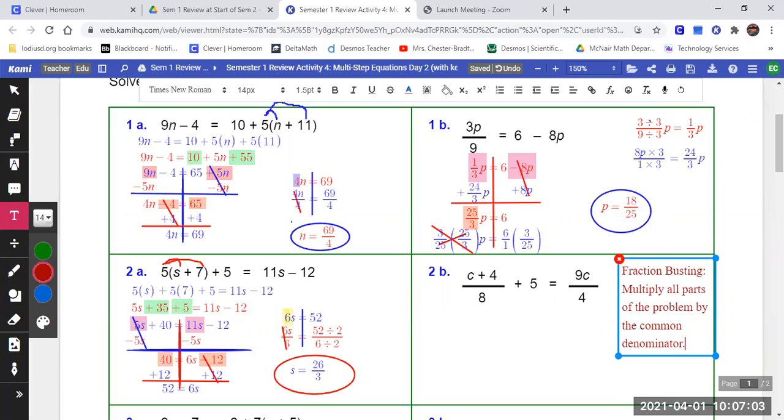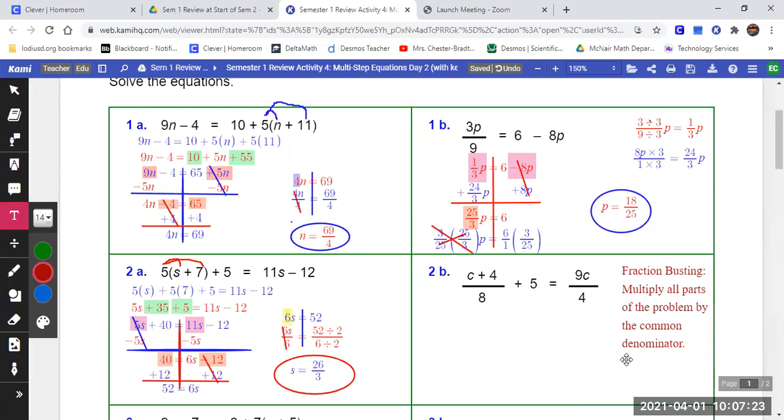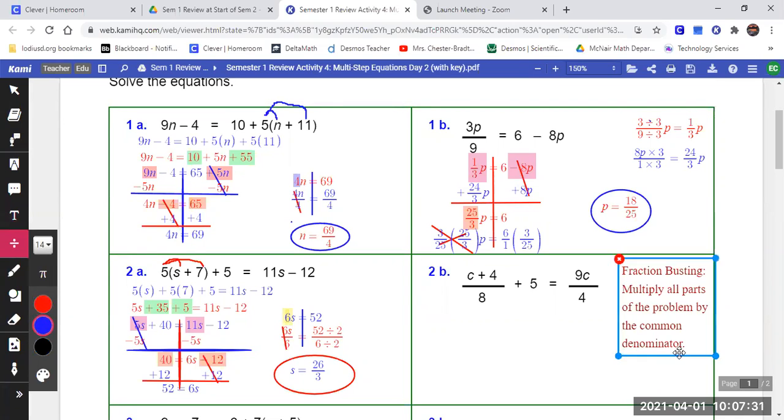So if I'm looking at, remember this 5 is over 1, right? I have a 1 on the bottom, an 8 on the bottom, and a 4 on the bottom. If I had to turn them into all the same bottom number, what bottom number would it be? What is the common denominator between 8, 1, and 4? What would the common denominator be?